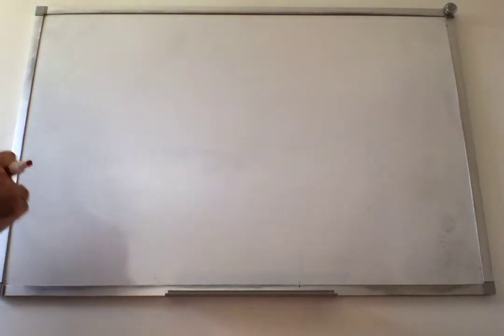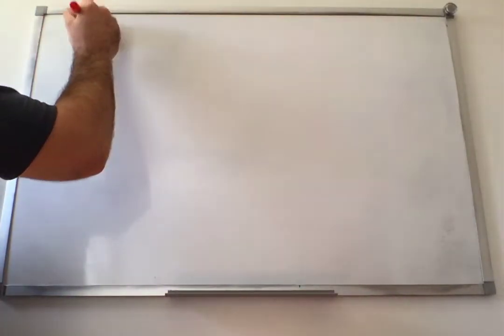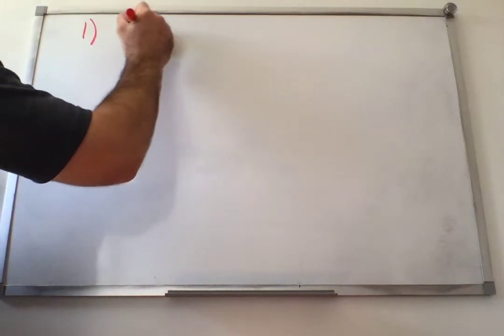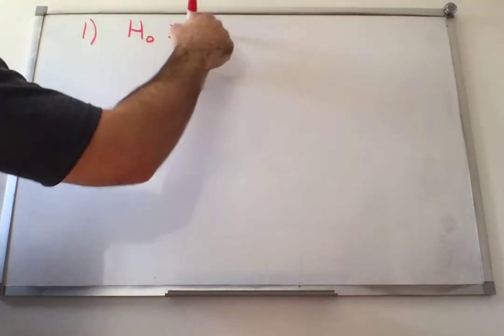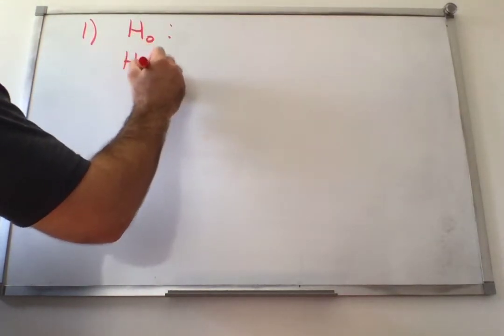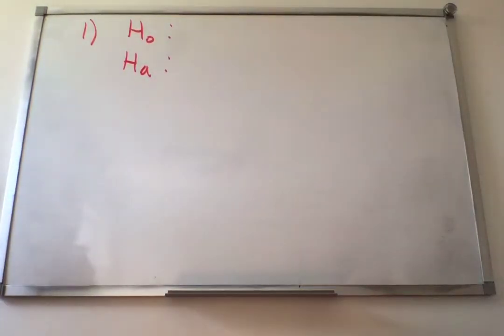Let's read through the five-step method real quick. It says, set up the null hypothesis and the alternative hypothesis. So that's going to be the first thing that we do. And I do have an example below. So H naught is going to be something. HA is going to be something.